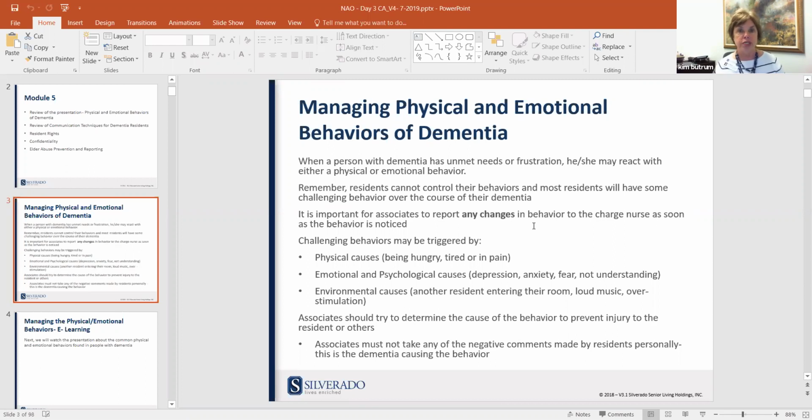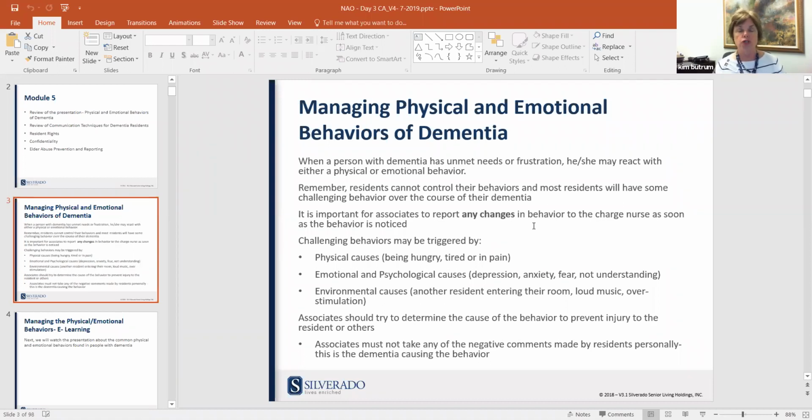It's important for associates to report any changes in behavior to your charge nurse as soon as that behavior is noticed. Challenging behaviors may be triggered by physical causes, things like being thirsty or having an infection. Emotional and psychological causes, things like anxiety, fright, fear, not understanding. Environmental causes. Someone enters your room and you're frustrated because you can't get them to leave, or someone takes one of your belongings, or there's loud music or overstimulation in the common area.